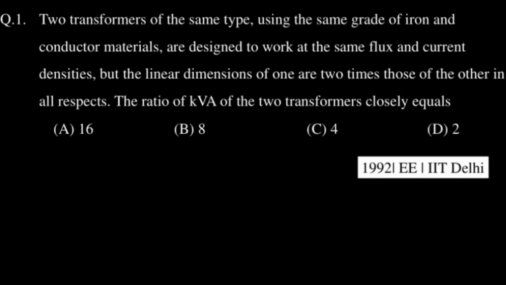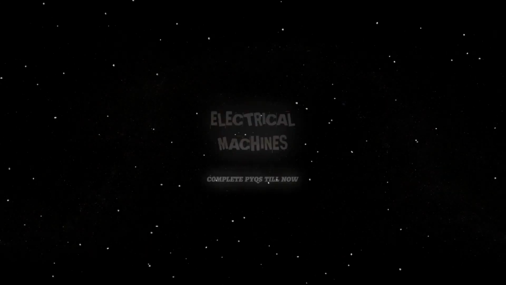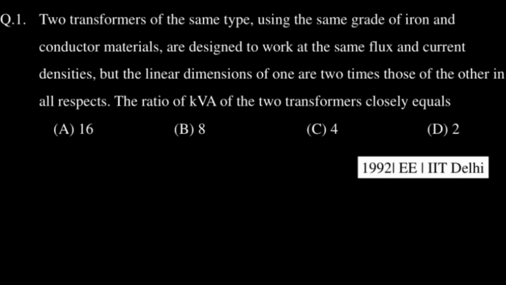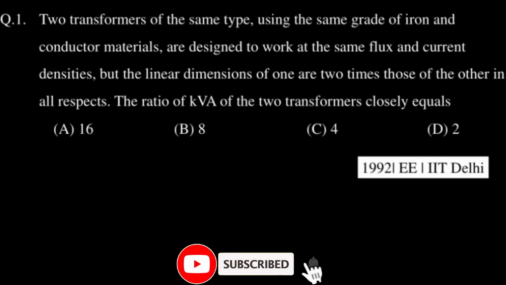In this video, I'll explain the concepts of linear dimension in transformer, how variation of linear dimensions leads to changes in iron losses and kVA rating, and also no load current, magnetizing current, etc. So first, this question was asked in the year 1992.